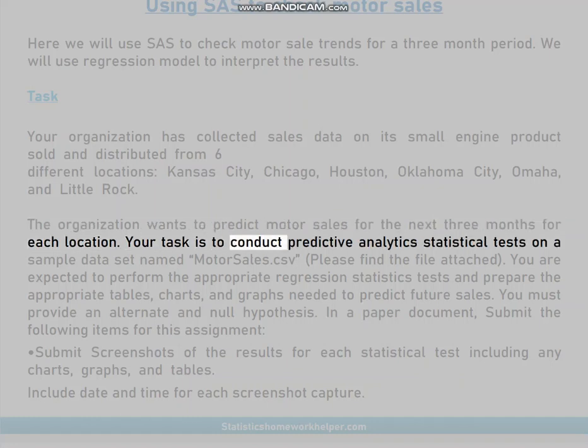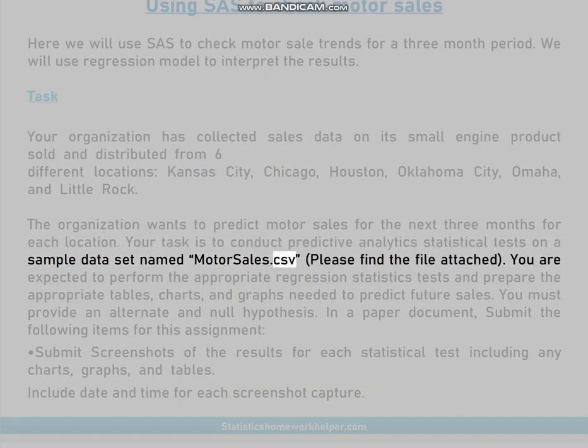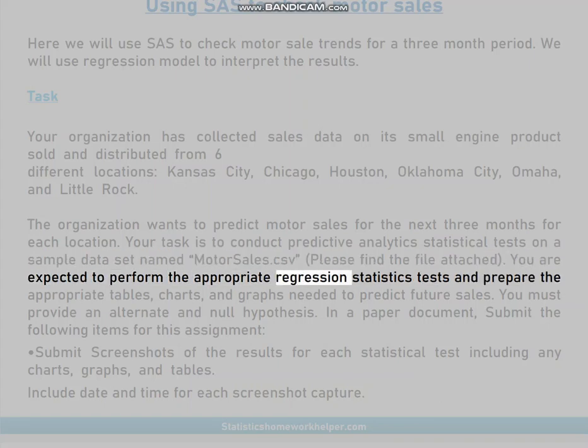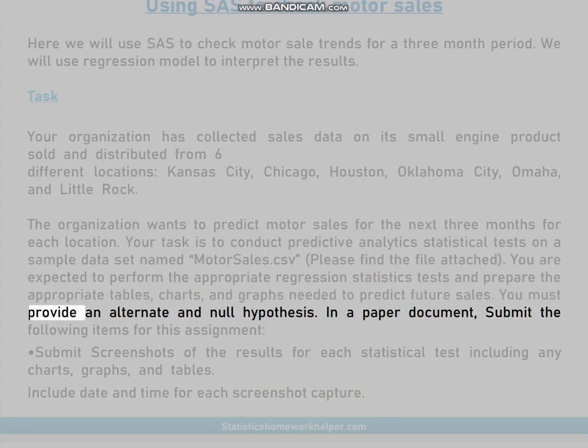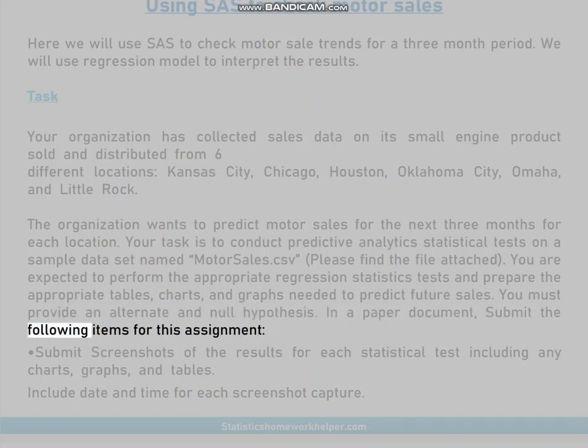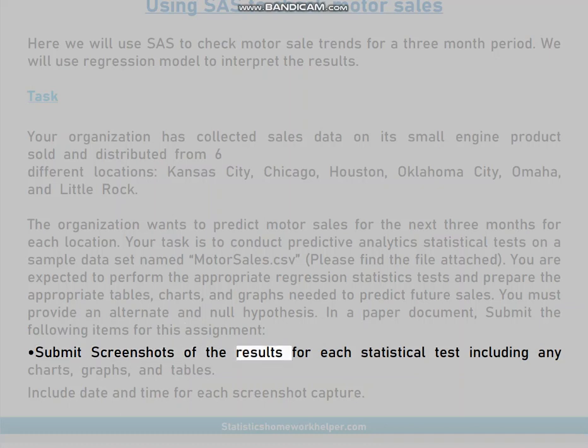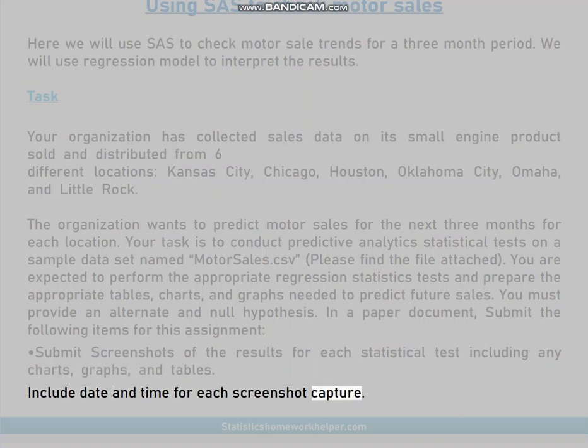Your task is to conduct predictive analytics statistical tests on a sample data set named motorsales.csv. Please find the file attached. You are expected to perform the appropriate regression statistics tests and prepare the appropriate tables, charts, and graphs needed to predict future sales. You must provide an alternate and null hypothesis. In a paper document, submit the following items for this assignment. Submit screenshots of the results for each statistical test, including any charts, graphs, and tables. Include date and time for each screenshot capture.